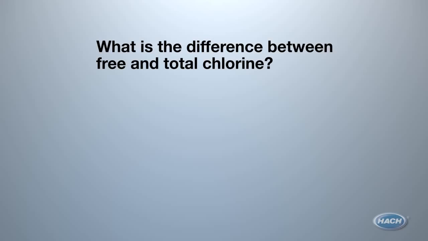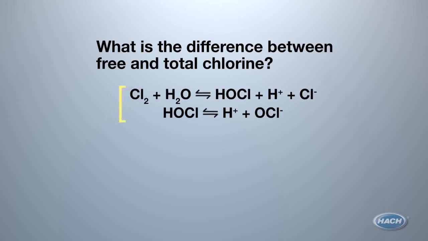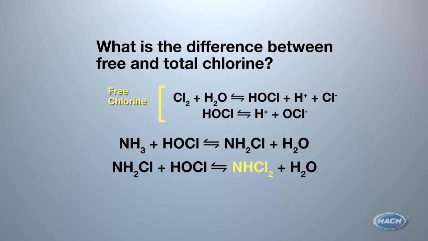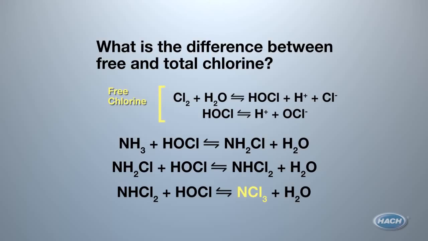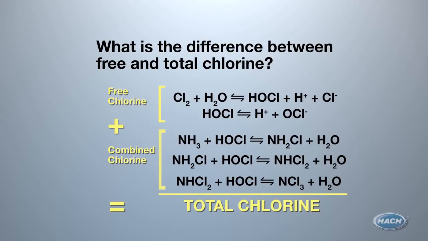Let's take a moment to make an important differentiation. What is the difference between free and total chlorine? Free chlorine refers to both hypochlorous acid and the hypochlorite ion, or bleach, and is the form of chemical commonly added to water systems for disinfection. When ammonia is also present, monochloramine, dichloramine, and trichloramine will form, as we saw. Chloramines are also known as combined chlorine. Total chlorine is the sum of free chlorine and combined chlorine. The level of total chlorine will always be higher than or equal to the level of free chlorine.